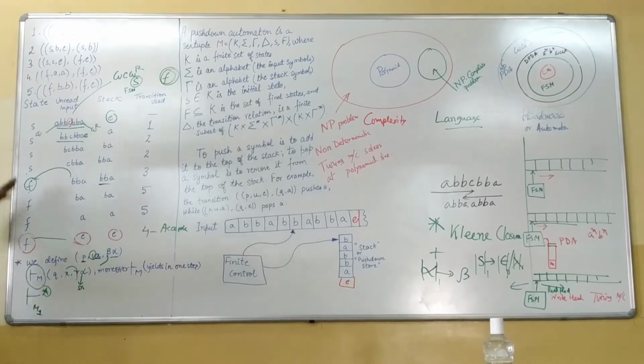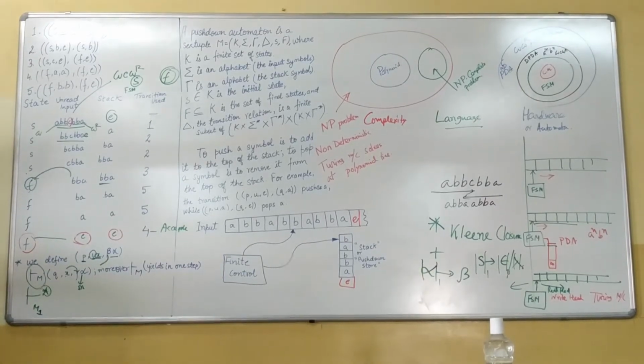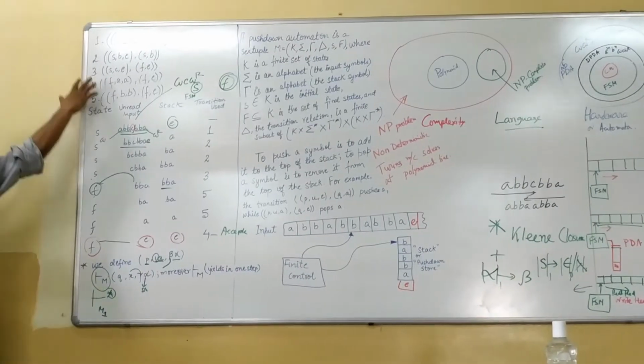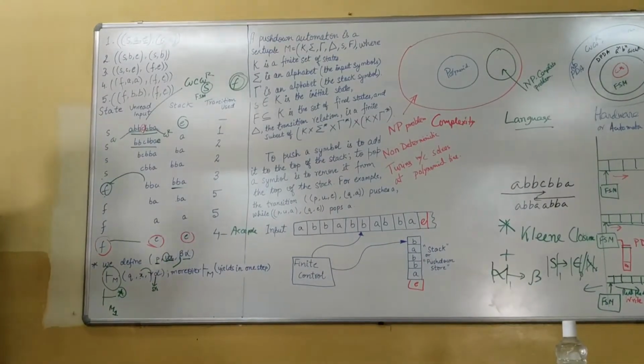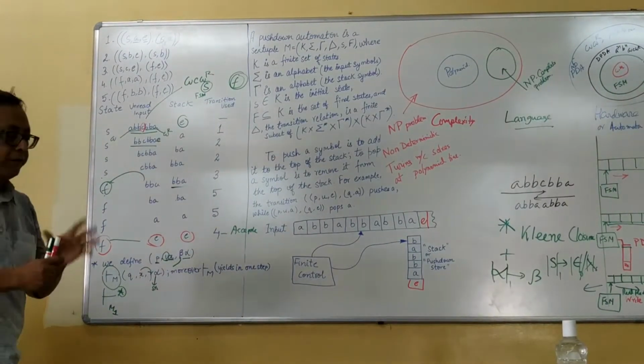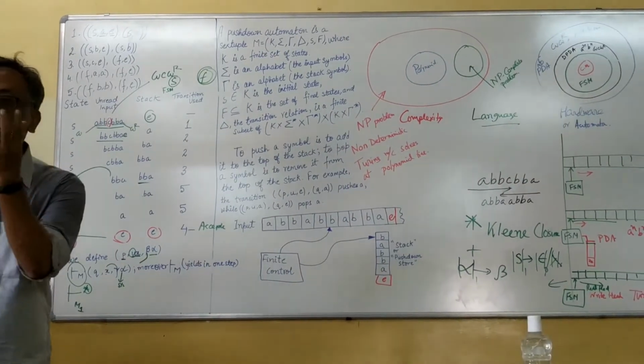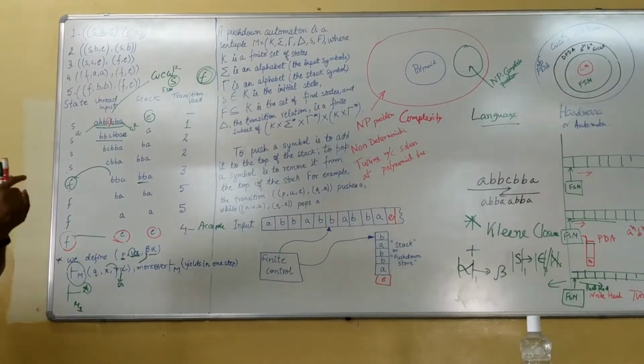Good morning. Today we are discussing the push-down automata. The push-down automata is the formal notation. What is the formal notation? You need the transition, the delta transition diagram. Because you have a push-down automata, you have a finite state machine and you have a stack.